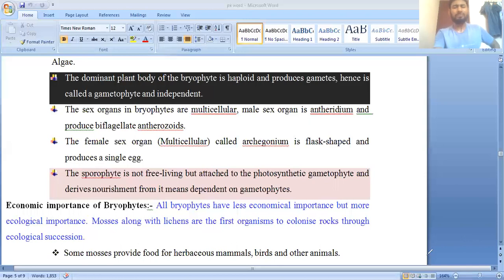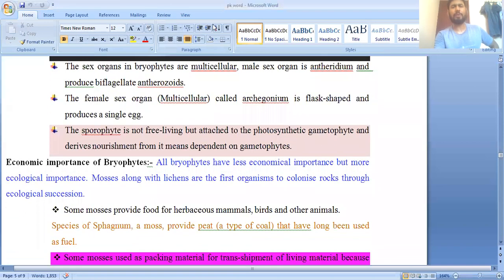Okay, so next we'll check the next point in the sequence of economic importance of the bryophytes. Some mosses provide food. If we check the economic importance of the bryophytes, first is food.